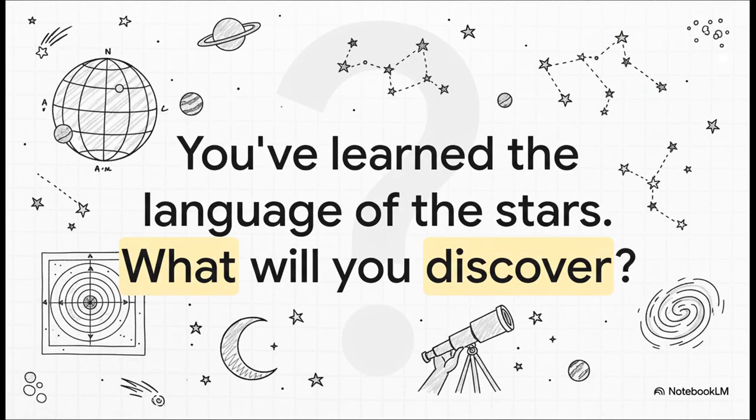And there you go. In just a few minutes, you've basically cracked the code of the night sky. You've learned the language, you know what azimuth and altitude are, you know how to find planets, how to spot constellations. The sky isn't just a bunch of random dots anymore. It's a map. It's an open book. So the only real question is, what are you going to go discover tonight?